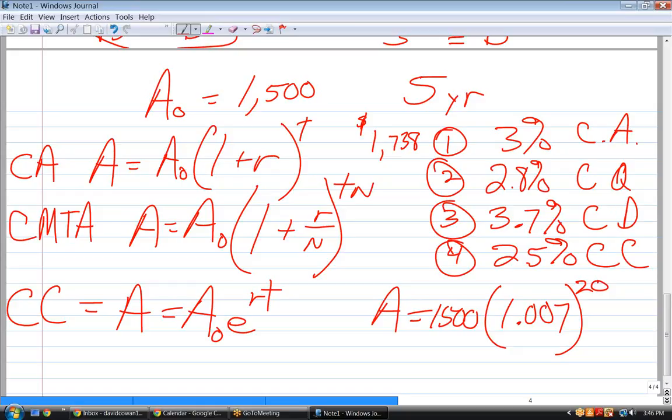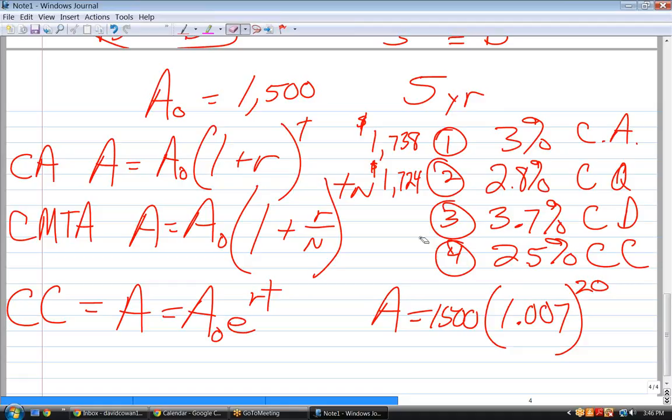You see why it's 1.007? Because the interest rate is 2.8%, which is 0.028. If I divide that by 4, the number of times I'm compounding it, I get 0.007. Oh, I get it, yeah. I did it wrong. Alright, so the answer for that one is $1,724.57.